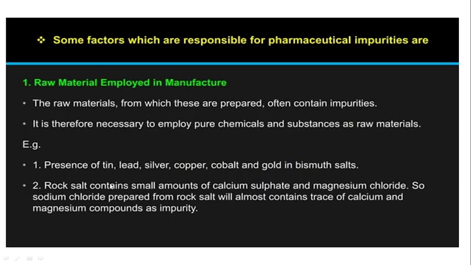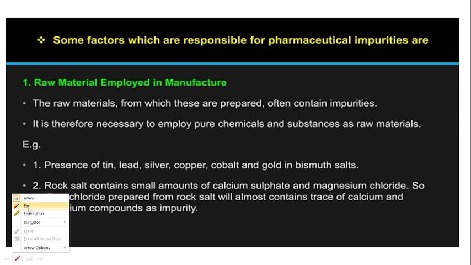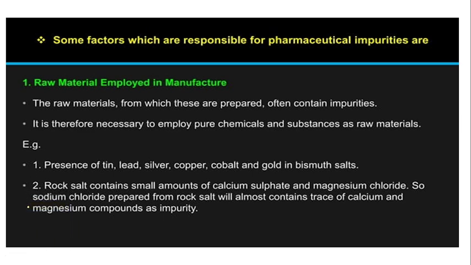Now, here are some factors which are responsible for pharmaceutical impurities. Very first is the raw material employed in manufacturing. Obviously, when we start manufacturing any product, as I already told you, the very first basic step is acceptance of raw material. Raw material is very important, or we can say the basic building block for any product formation. The raw materials from which these are prepared often contain impurities.